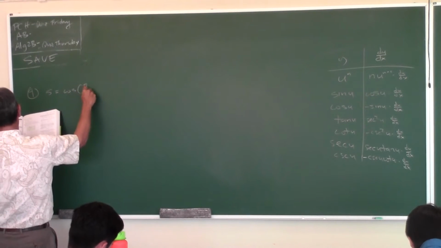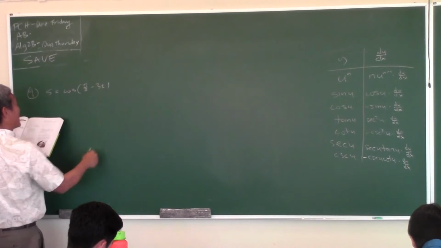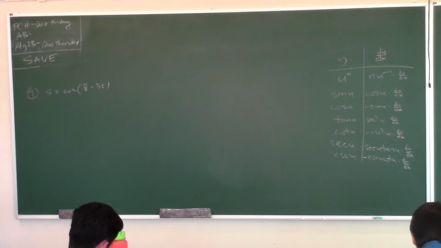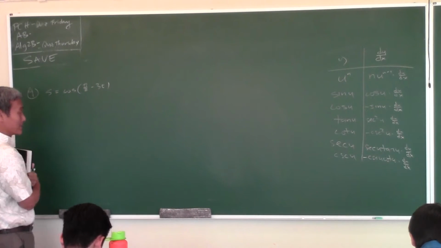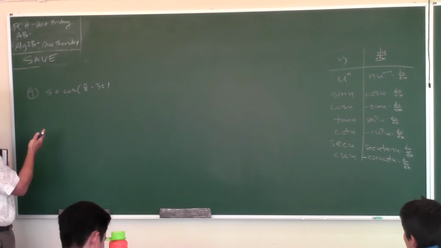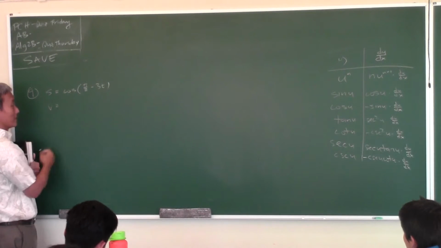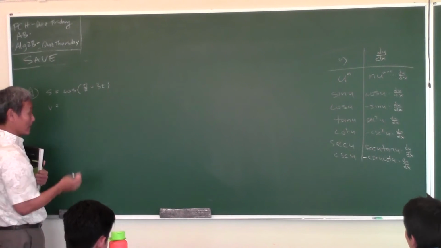Now, your independent variable here is t, right? Because you have a particle traveling on the number line. So time is your independent variable. So if you know the position equation, how do you get velocity? You take the derivative, right?